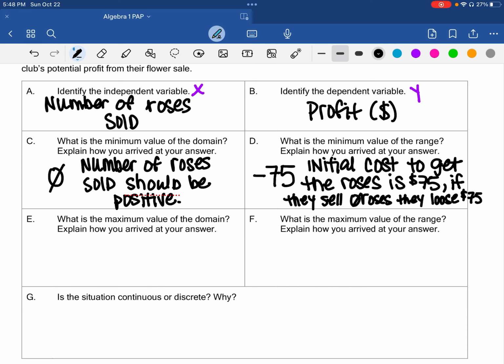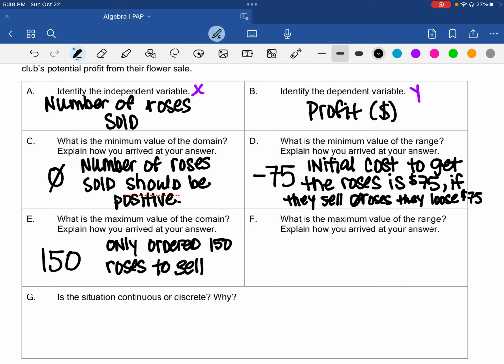What is the maximum value of the domain? Well, it said there exactly how many flowers they bought. They bought 150 roses. They only ordered 150 roses to sell. Okay? No more, no less. Once they run out, I'm sorry, the fundraiser's over.